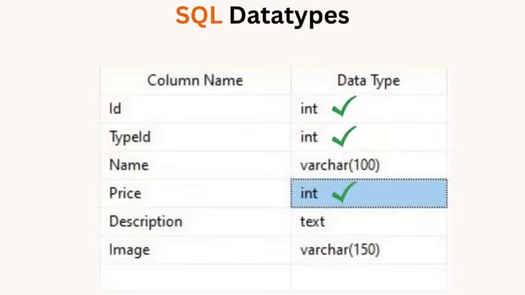SQL has several data types that are used to specify the type of data that can be stored in a particular column of a table. For example, in the following table, the data type of ID, type ID, and price column is int. This indicates that they can store only integer values.